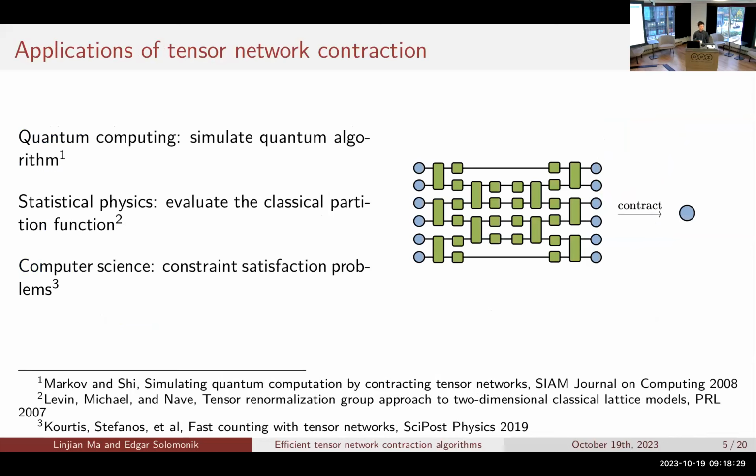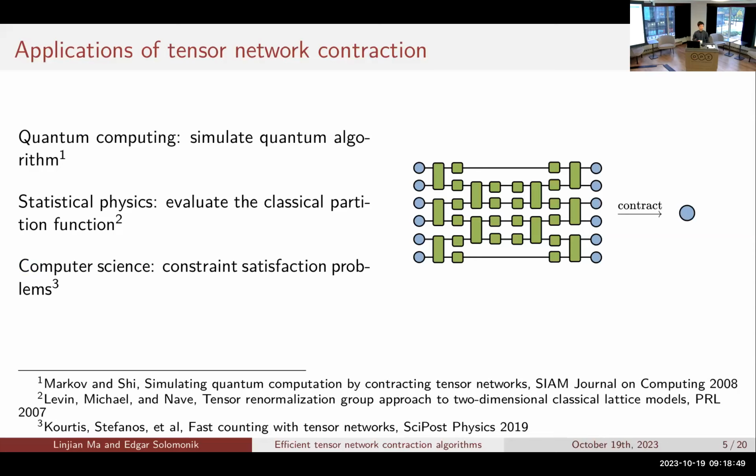Tensor network contraction has multiple applications. One that has been discussed recently is quantum circuit simulation. A quantum algorithm or quantum circuit can be viewed as a special tensor network, and running the whole quantum algorithm is equivalent to contracting the tensor network that represents such an algorithm.